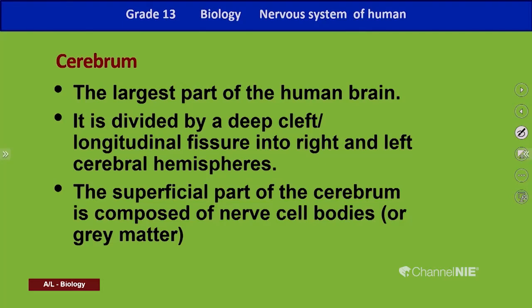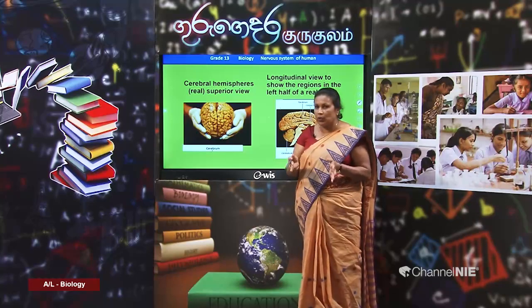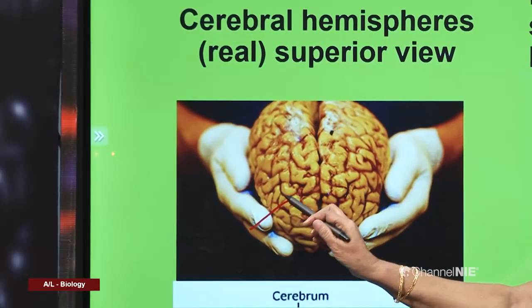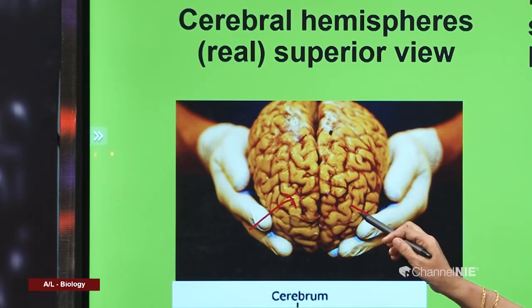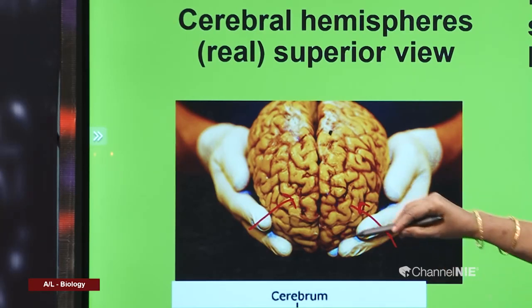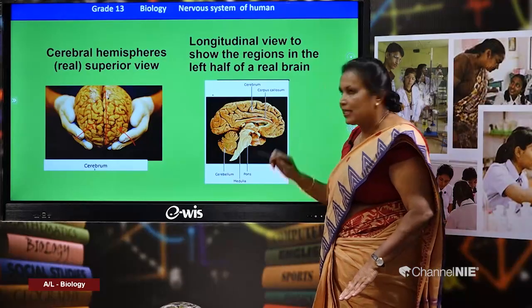I am going to explain the cerebrum, the largest part of the human brain. In this picture you can see the real human brain. It has two larger parts, which are called hemispheres. This is the right hemisphere, this is the left hemisphere. These two are separated by the longitudinal fissure. This is a cleft, right? This cleft reaches down to the corpus callosum. This is what we call the corpus callosum.